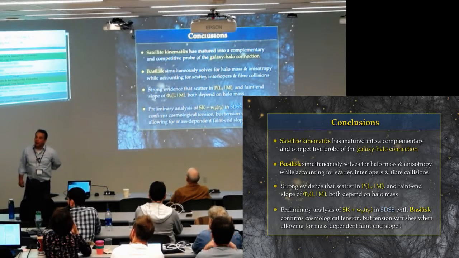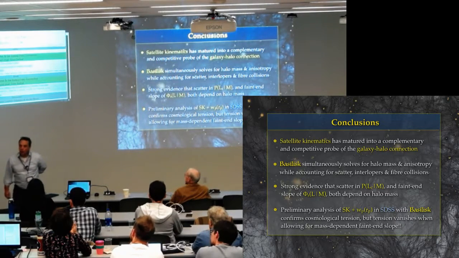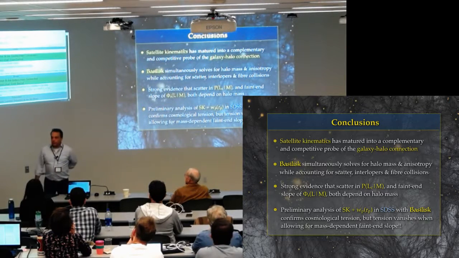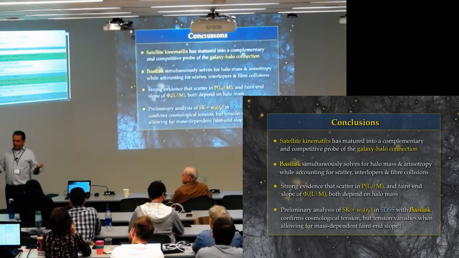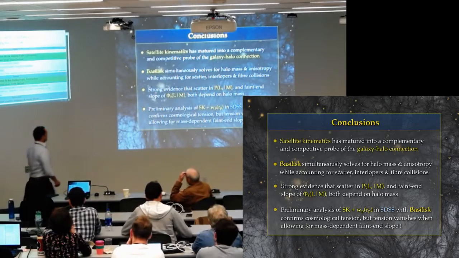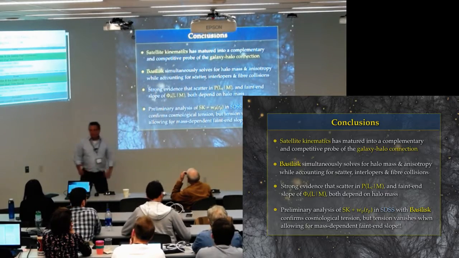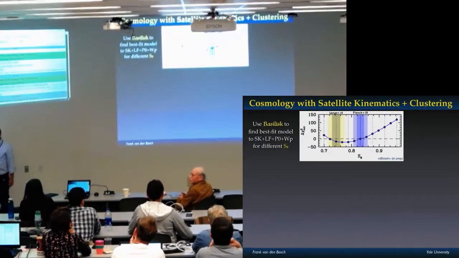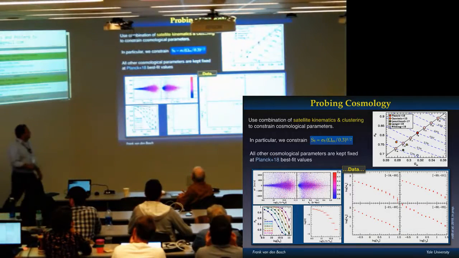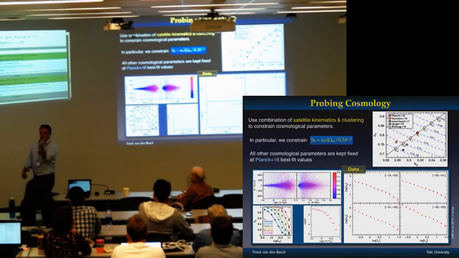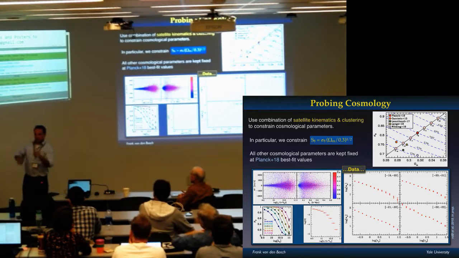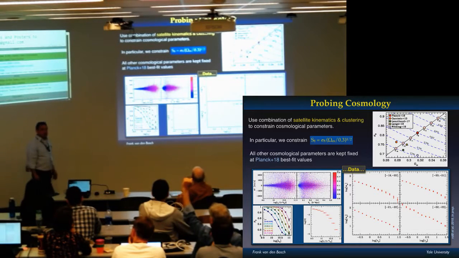Sorry? The definition of SA. Show the definition of SA. Sigma 8 times omega matter divided by 0.3 to the half. It's a standard thing. Can I show it? I have to. And it's standard. Everybody uses it. This is a parameter that sets how the halo mass function changes, the degeneracy in the halo mass function.